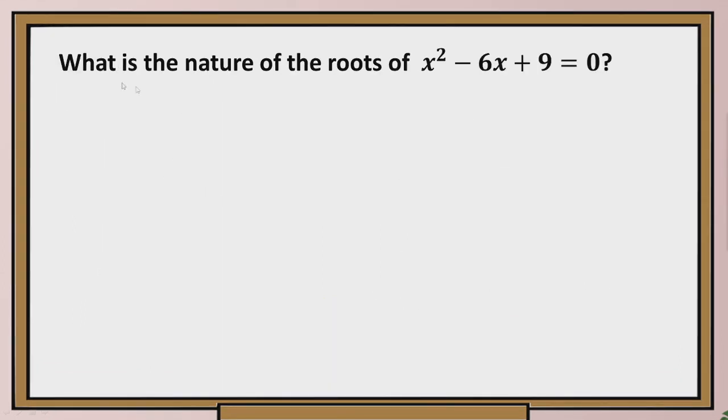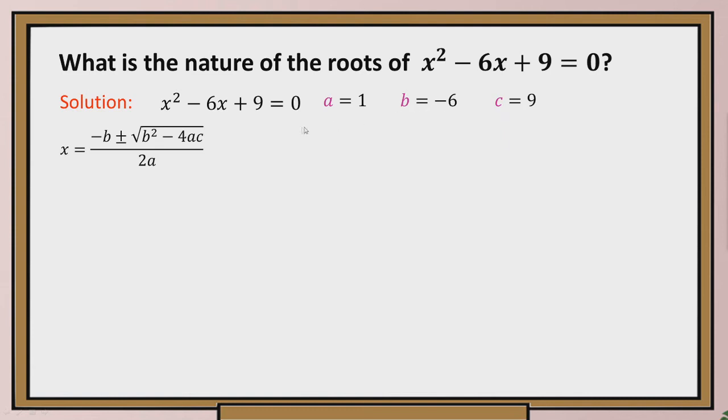Our next example is to determine the nature of the roots of the quadratic equation x squared minus 6x plus 9 equals 0. So, ang ating given na quadratic equation is already in standard form. Therefore, all we need to do is determine the coefficients, which are a equal to 1, b equal to negative 6, c equal to positive 9, and substitute these values to our quadratic formula. So the result is negative of negative 6 plus or minus square root of negative 6 squared minus 4 times 1 times 9 all over 2 times 1.